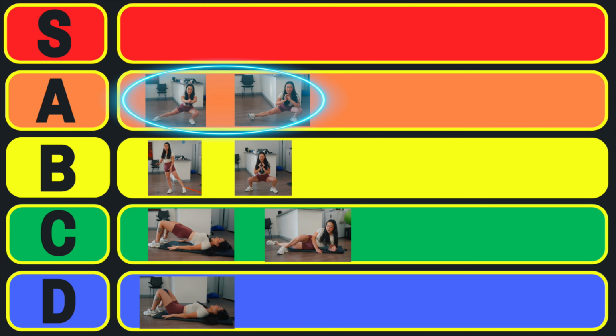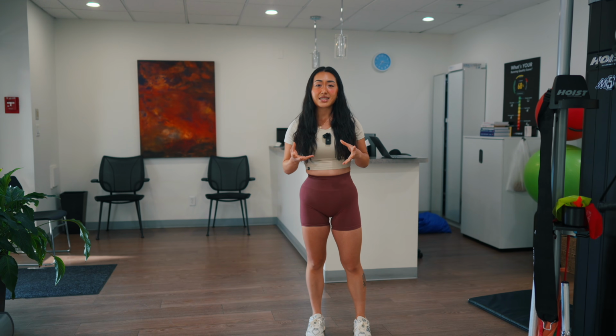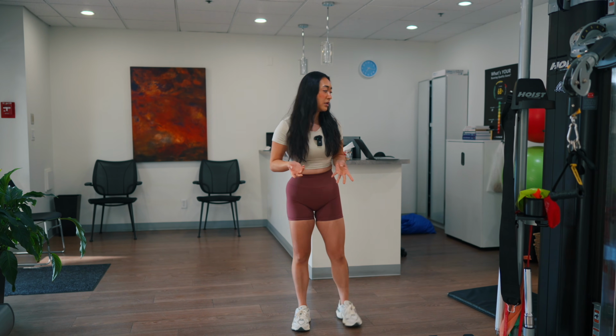The next exercise that goes into the A tier is the lateral lunge and also the Cossack squat. So there are going to be 2 variations that I'm going to show you in this exercise demonstration. The first one is the lateral lunge. So for the lateral lunge, I personally like to use a slider, or if you don't have a slider at home, you can use a towel.